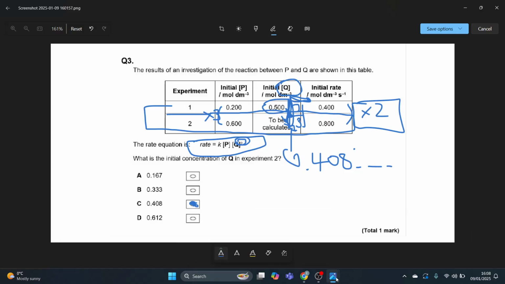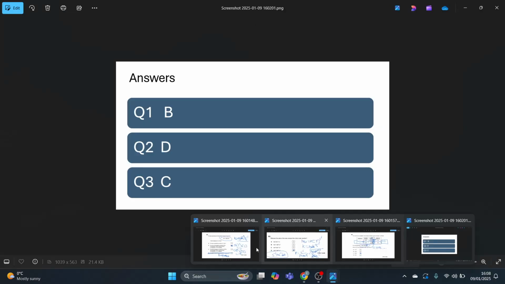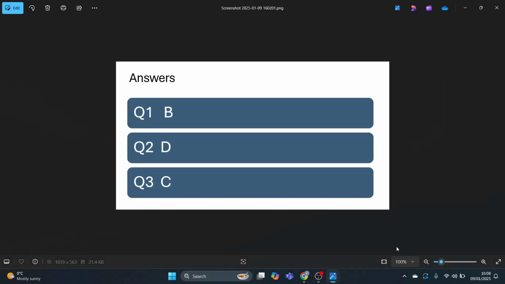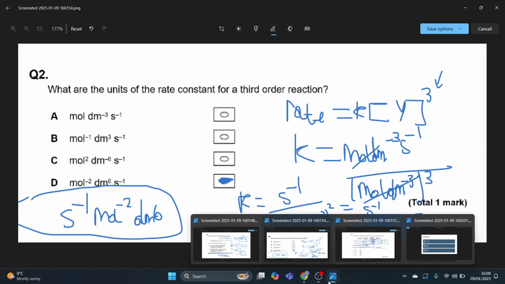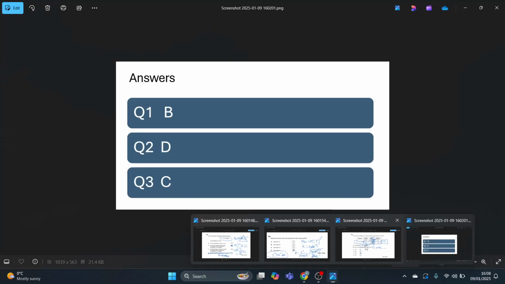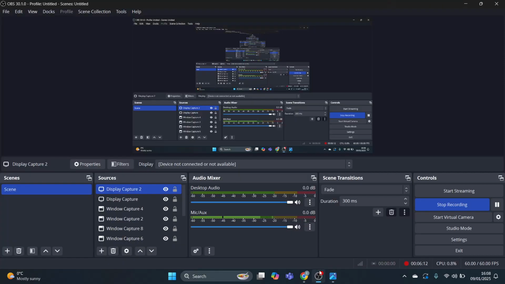Now I'm marking it. So question 1B, perfect. Question 2D, perfect. Question 3C, perfect. And that is the end of the multiple choice questions.